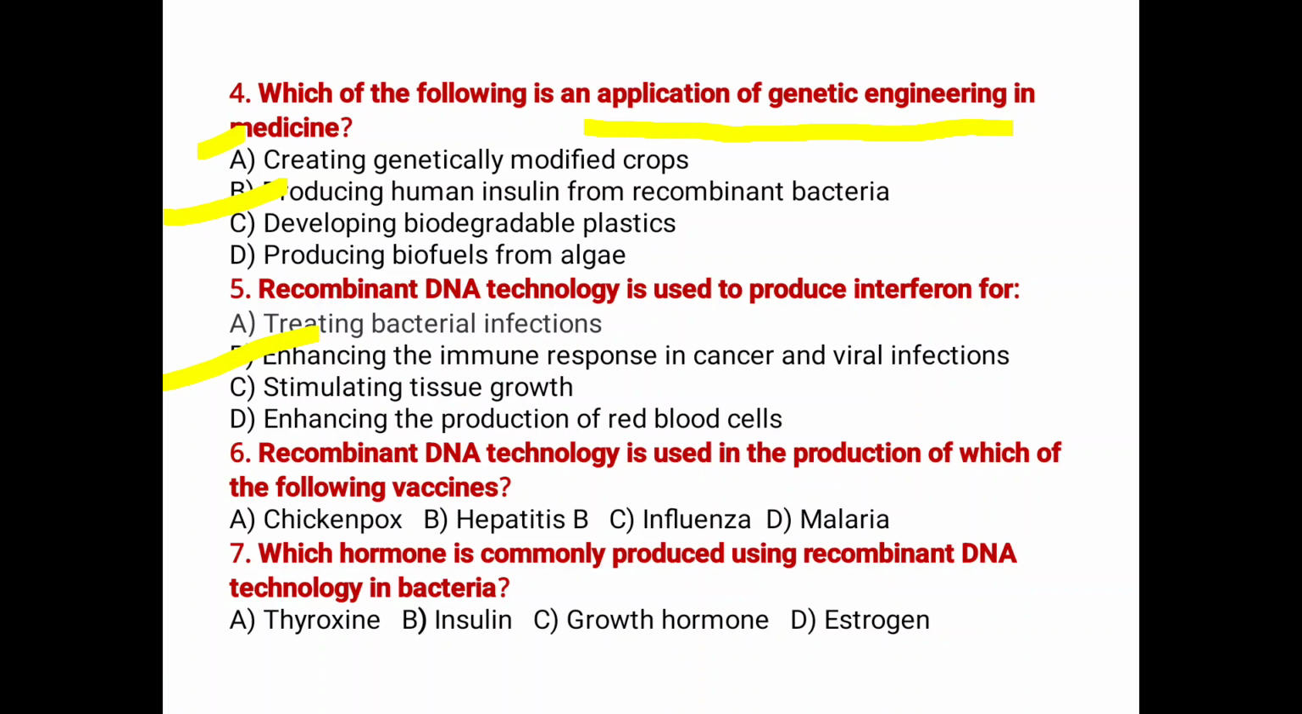Next, recombinant DNA technology is used in the production of which of the following vaccines? Option A chickenpox, option B hepatitis B, option C influenza, option D malaria. So option B is the correct one. Hepatitis B vaccine is developed by rDNA technology. Question number 7. Which hormone is commonly produced using recombinant DNA technology in bacteria? Option A thyroxine, option B insulin, option C growth hormone, and option D estrogen. Option B is the correct one. Insulin is developed from rDNA technology in bacteria.